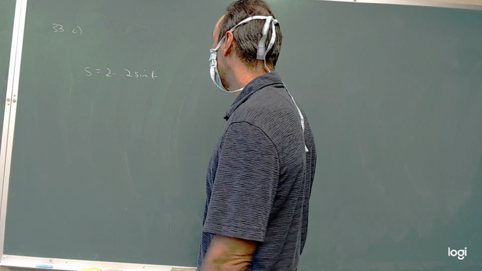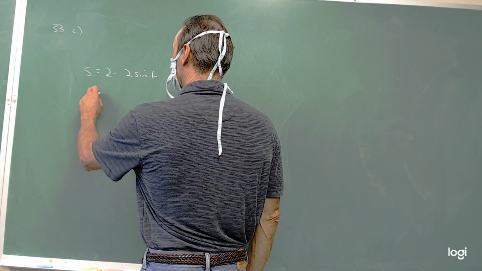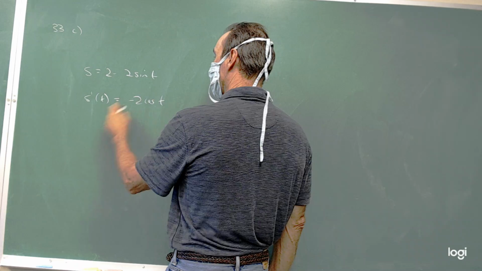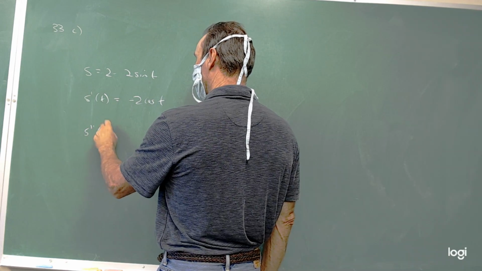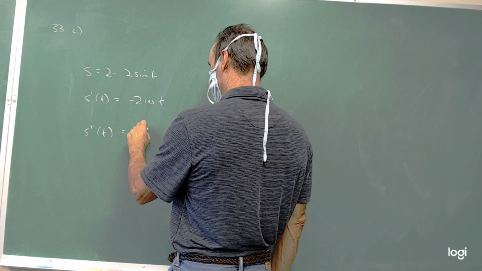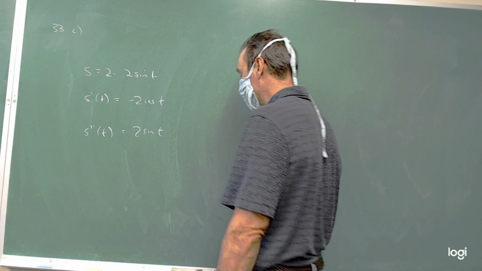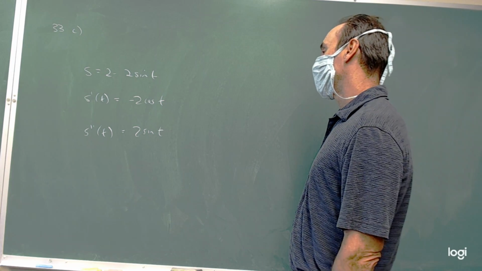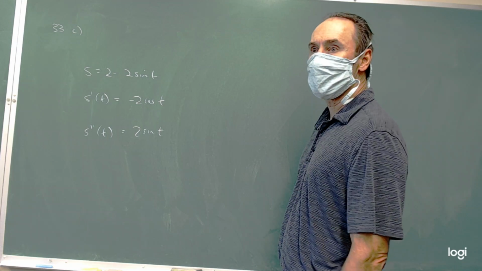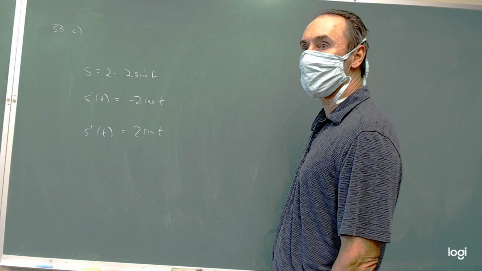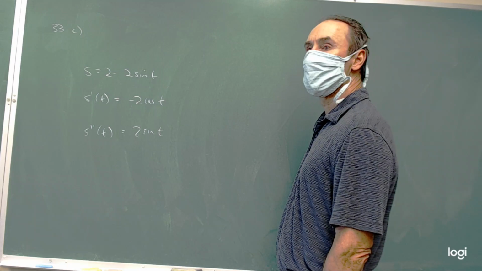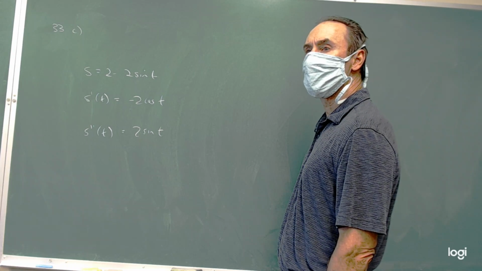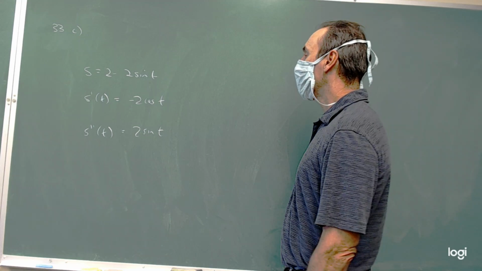We know that you found that S prime of t is negative 2 cosine t, and that S double prime of t, I don't know if this is going to help us much, is 2 sine t. It is kind of vague and open-ended about what they mean by describe its motion. But they said that it oscillates between 0 and 4, and I didn't think there was an oscillation.